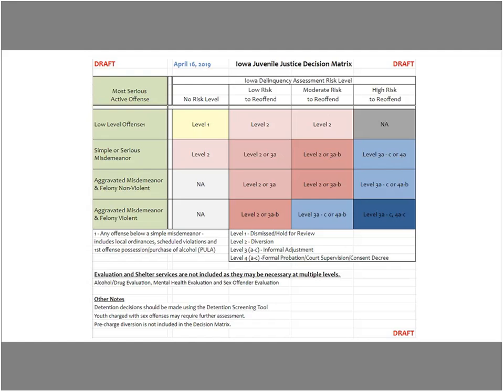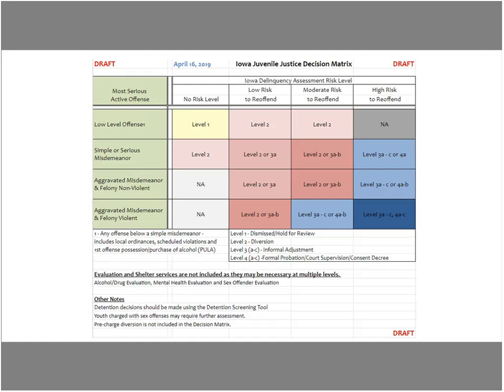And along the horizontal axis of the matrix at the top there, you'll see no risk level, low risk, moderate risk, or high risk. And the low, moderate, or high are the Iowa Delinquency Assessment, or the IDA, as we refer to it, the IDA levels that exist currently. So the two axes that we use to determine the boxes, the level 1, level 2, level 3 that you see there, are the IDA risk level, and then the most serious active offense is what you'll see on the vertical axis there. And really, that's exactly how it reads.